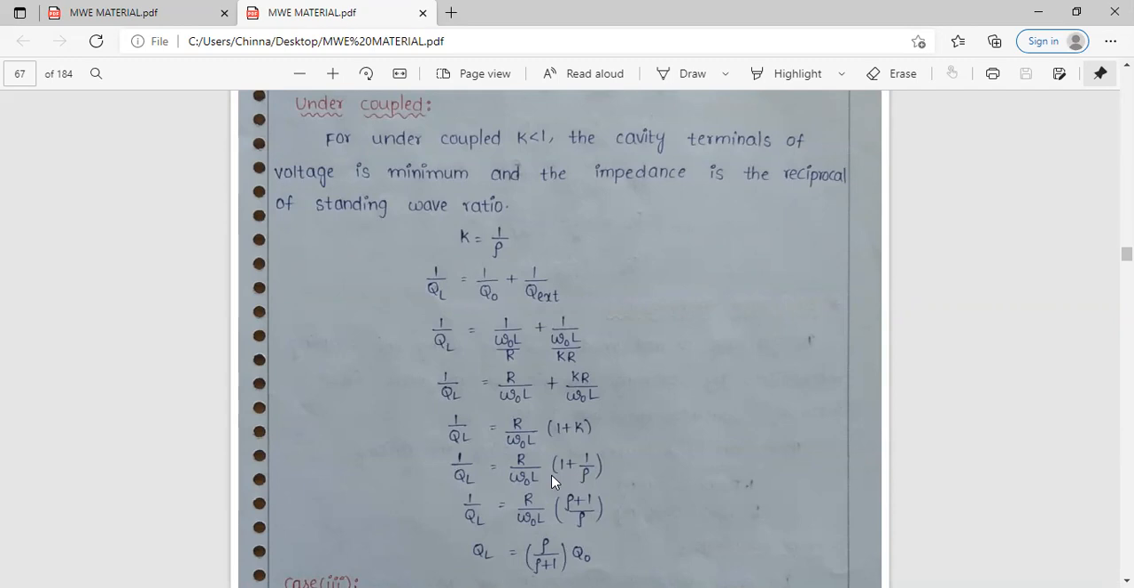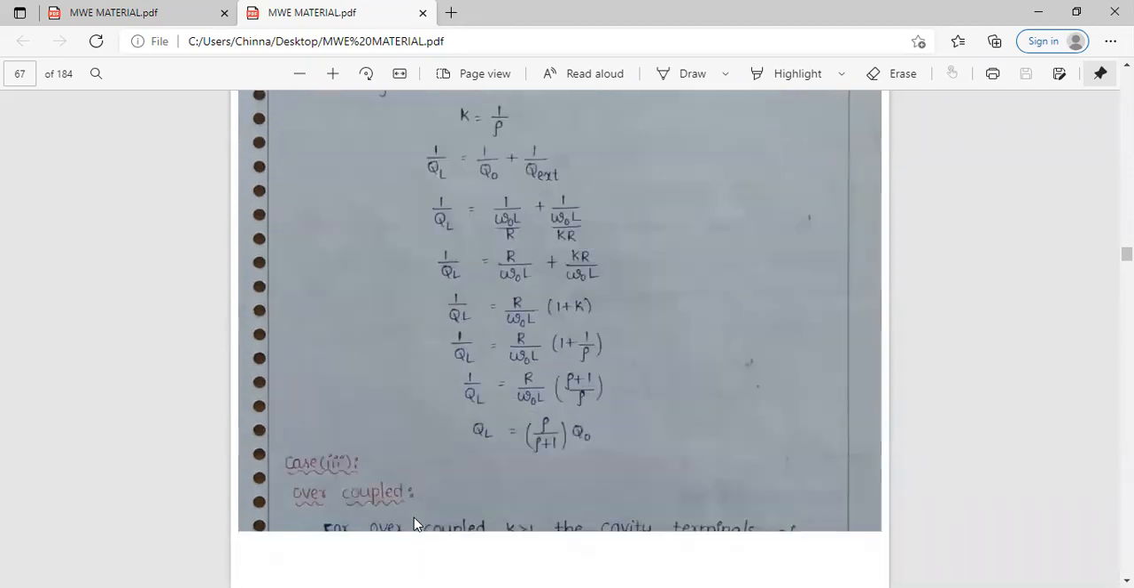Same substitution of the Q naught value, Q external value substitute చేస్తున్నాం. సో ఎప్పుడైతే మనం substitute చేస్తున్నామో ఇక్కడ మనకి K is equal to 1 కాదు. So K is equal to 1 by rho కాబట్టి then you can substitute that value. You can obtain that 1 by QL is equal to R by (omega naught into L) into (1 plus 1 by rho). So you can simplify this expression. This is the QL. So QL is equal to rho by (rho plus 1) into Q naught. So this is the expression for the undercoupled. Critical coupled వచ్చేసరికి ఏమైంది QL is equal to half into Q naught. That is the critical coupled.